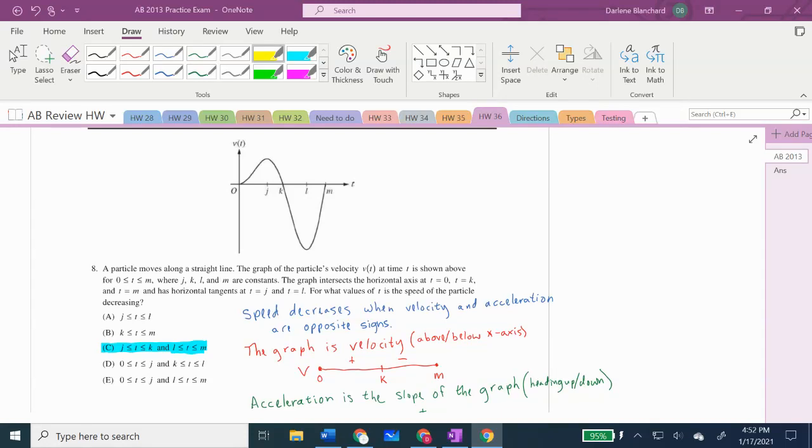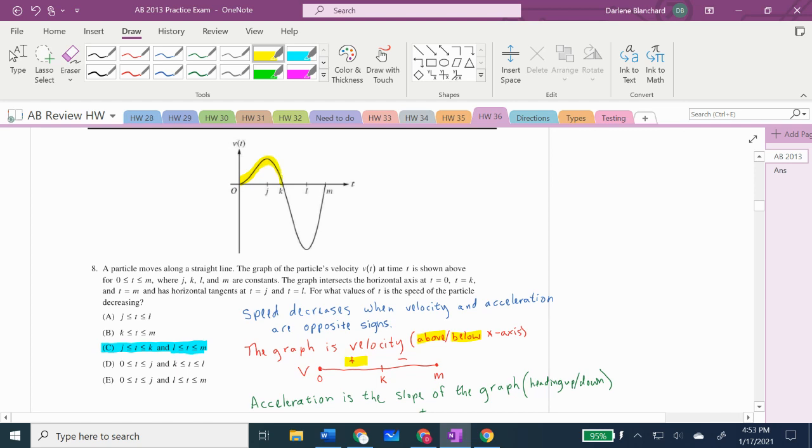I'm going to do both problems 8 and 9, beginning with 8. You are given the graph of a velocity function. So when you are looking at the y values being above or below the x-axis, that will determine where that function is positive versus negative. So we are above the x-axis between 0 and k.